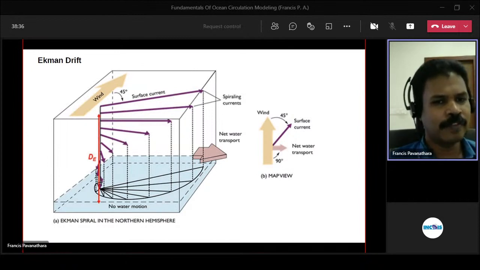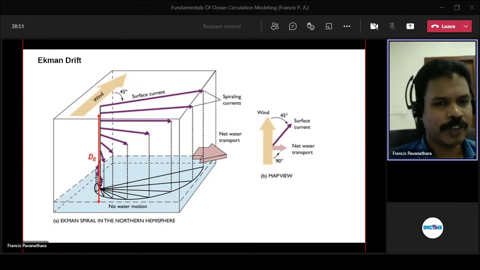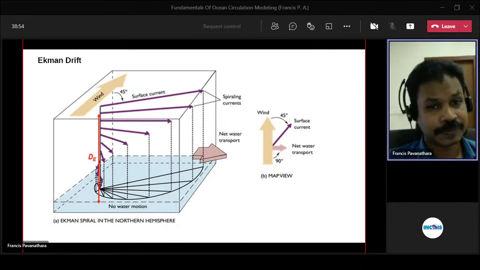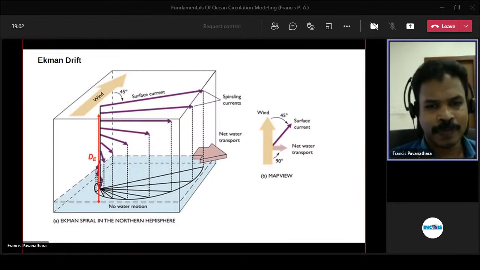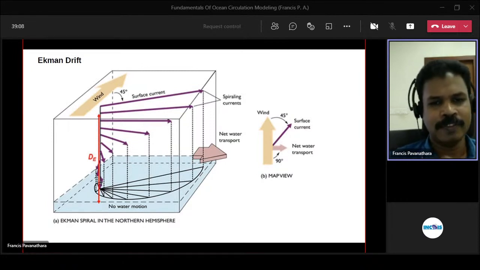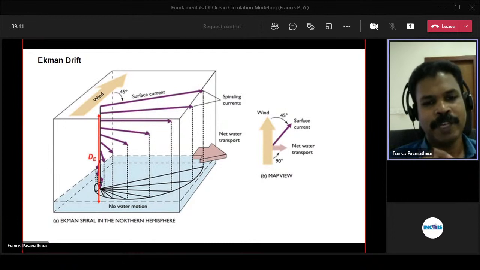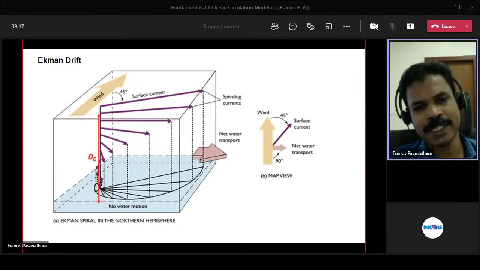So the Coriolis force deflects the flow to the right-hand side in the northern hemisphere. Essentially, the wind-driven surface current will not flow in the same direction as the wind. It will flow at an angle of about 45 degrees to the wind in the middle latitudes. So this is the flow at the surface, but we know that the ocean is a fluid, which has some sort of viscosity associated with it. Water has a viscosity.